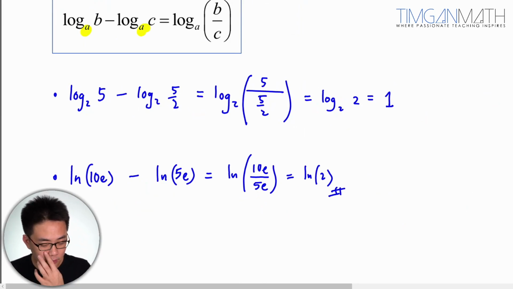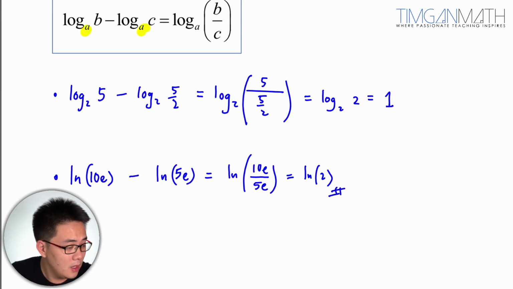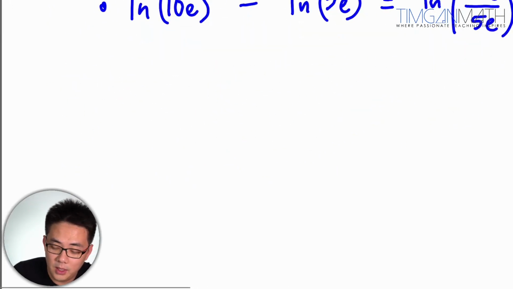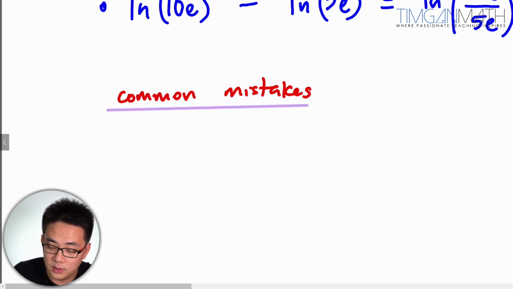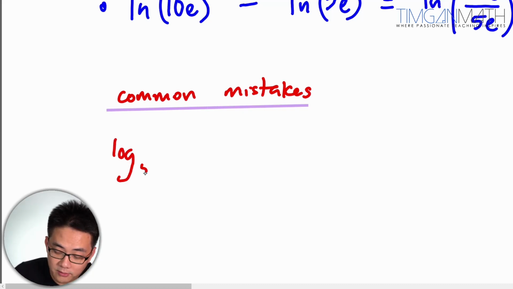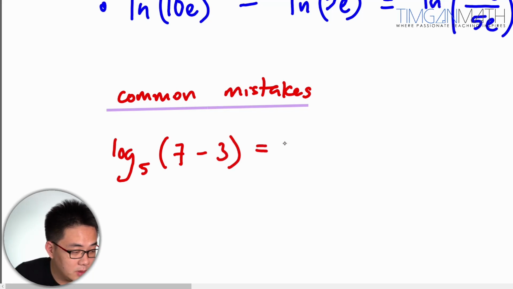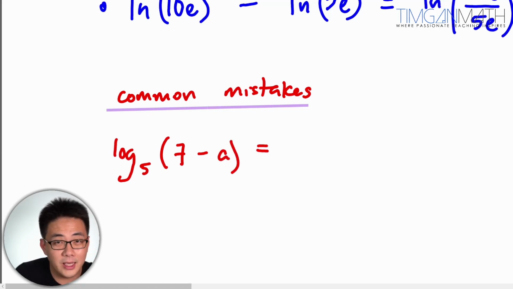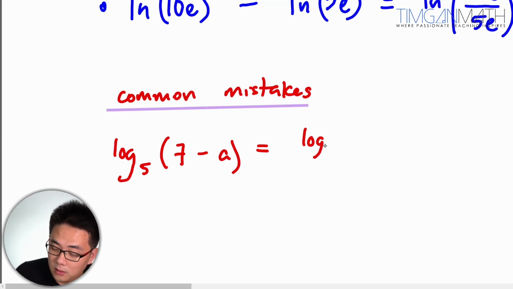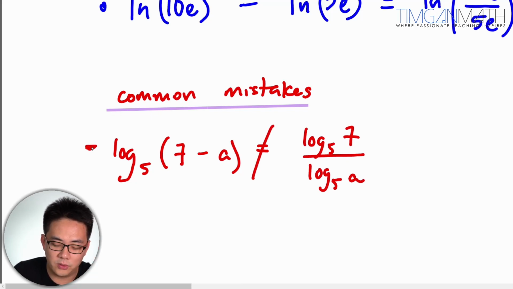So now let's move to some of the common mistakes, the common misconceptions which students usually have, right? One of the common mistakes we see quite often is that students think that this is the same. In this case, log base 5 of 7 minus 3, where 7 minus 3 is 4, so I'm just going to let it be a. Let's say a is unknown, then this would just be log base 5 of 7 over log base 5 of a. So just remember that this is not true, okay?